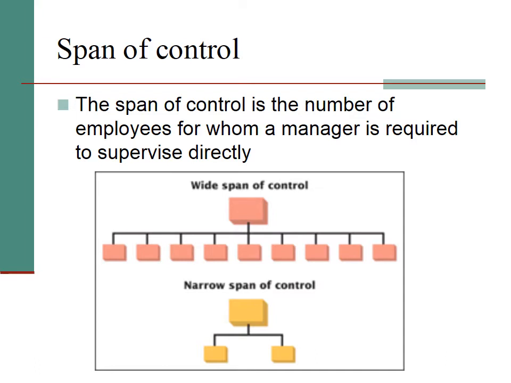So when we look at the span of control, the definition is the number of employees for whom a manager is required to supervise directly. So I think there's two descriptions. There's the wide span of control when you have one person looking over a variety of different people, but then you have a narrow span of control. So we can see with the narrow span of control, it's very easy to know what your subordinates are doing. You could check up on 2 people far easier than you would be able to check up on 9 or 10 people.